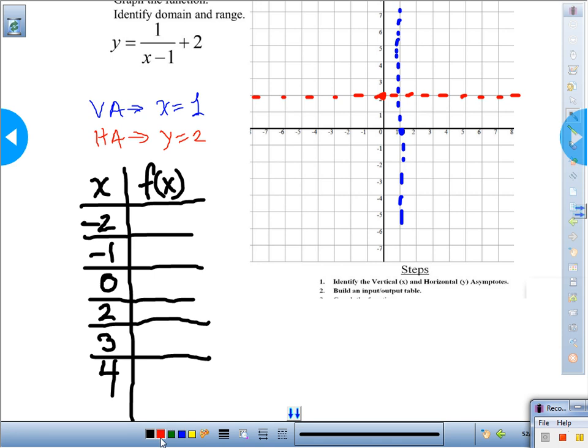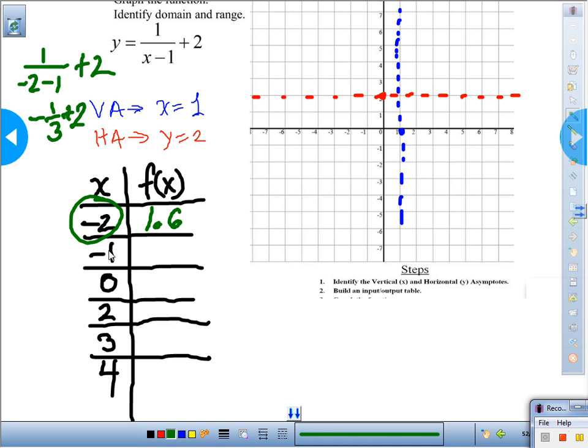Okay. So with green, I'm going to substitute values in here to get my first values. Here we go, -2. So if I substitute in here, I get 1 over -2 minus 1, and then at the end, plus 2. So what is -2 minus 1? That gives me -1/3. You guys see what I'm doing here? I'm substituting these in here for x. So what is -1/3 plus 2? 1.6. I'll just leave it at 1.6 for right now.